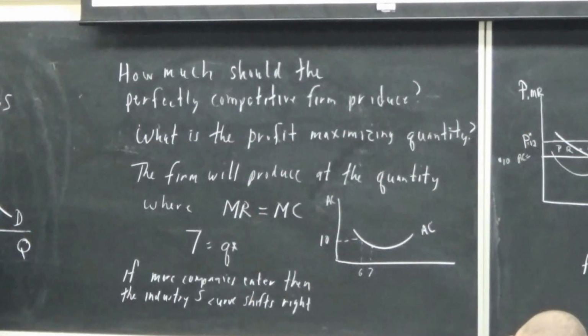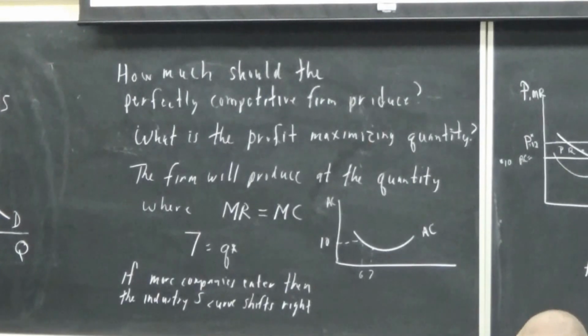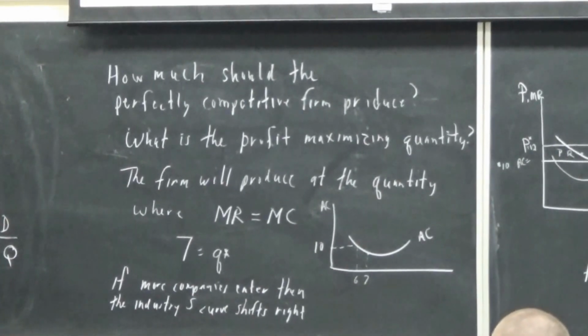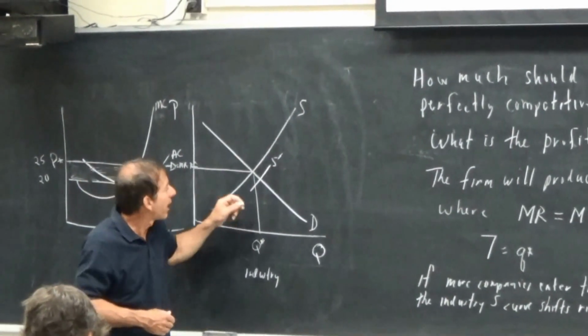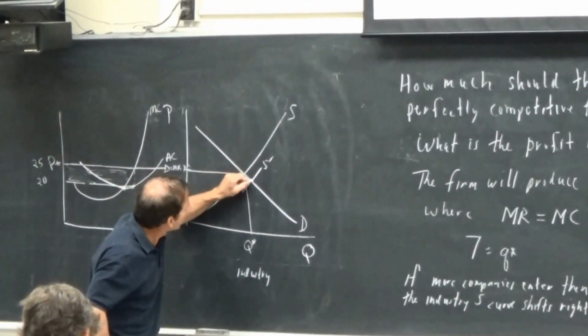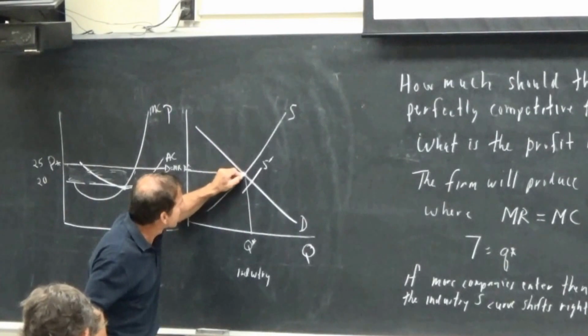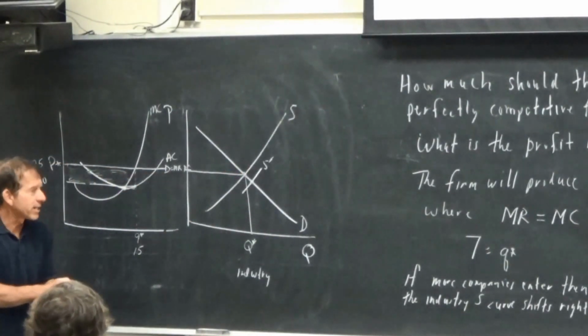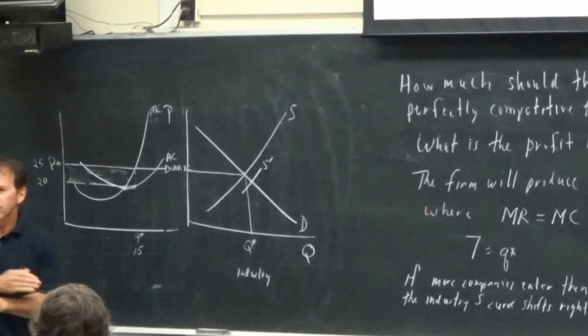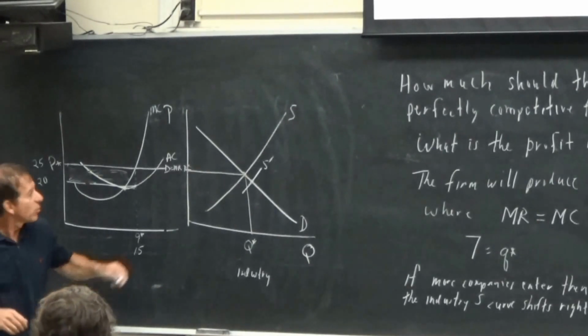So we have a new supply curve. Now we're no longer on this supply curve. We're now on this supply curve, because more companies enter, that shifts the supply curve to the right. And when that happened, we go from this equilibrium as an industry to this equilibrium. So tell me what happened to the price when I shifted to the right. Down. The price went down.